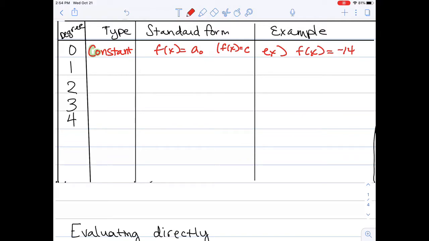The next one with a degree of 1 is called a linear function, and that could be written as f of x equals a sub 1 times x to the 1 power, which is invisible, plus that constant term on the end. And the example is f of x equals 5x minus 7. So if we see something that looks like that, again, this is an invisible 1 on the x. We call that a linear function when the degree, or the highest exponent, is 1. Let's look at the next one.